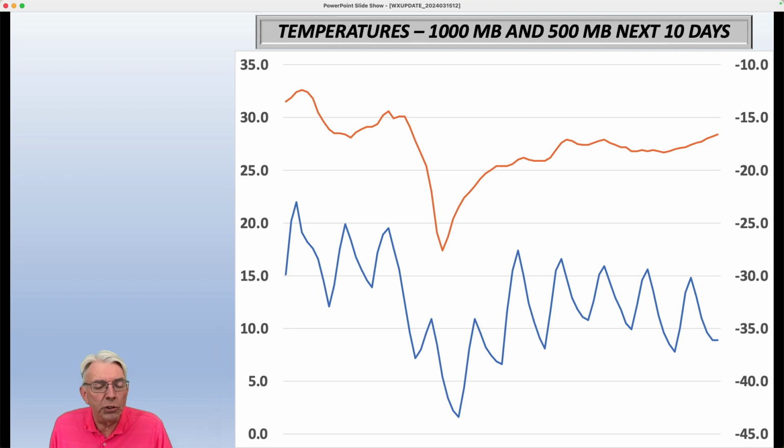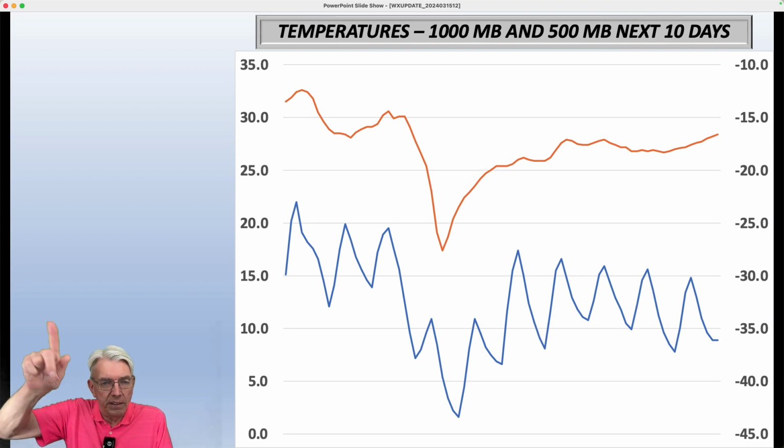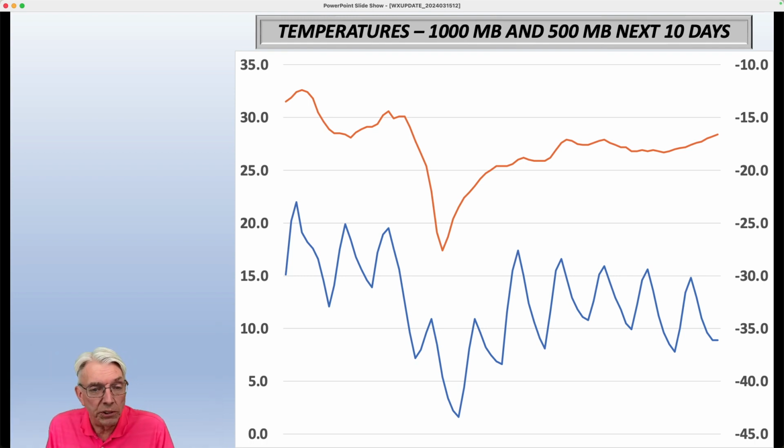So again, the closer you are to the ground, the more you're going to get this diurnal oscillation each day, and the farther up you go, the more the temperature trace is going to be reflective of actual weather systems that are approaching you, moving through, and then moving away.